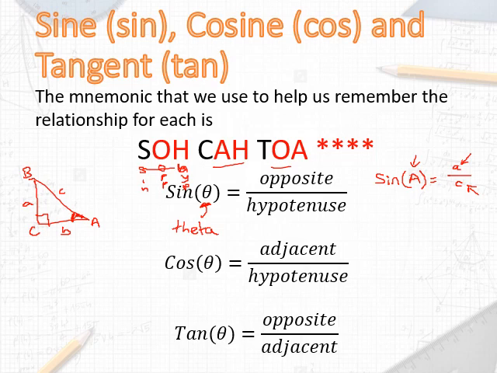Cos of an angle. If we were looking at angle A again, cos of angle A is the adjacent side to angle A, which is B, over the hypotenuse, which is C. And tan of angle A is the opposite, which is A, over the adjacent, which is B.